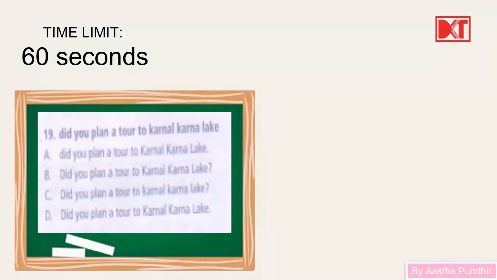Okay, so here, did you plan a tour to Karnal Lake? It starts with did, so D will be capital. Did you plan a tour to Karnal Lake? This is a specific place, so the initials will be capital. Alright, and in the end we will have a question mark because it is a question. So the correct answer is B.